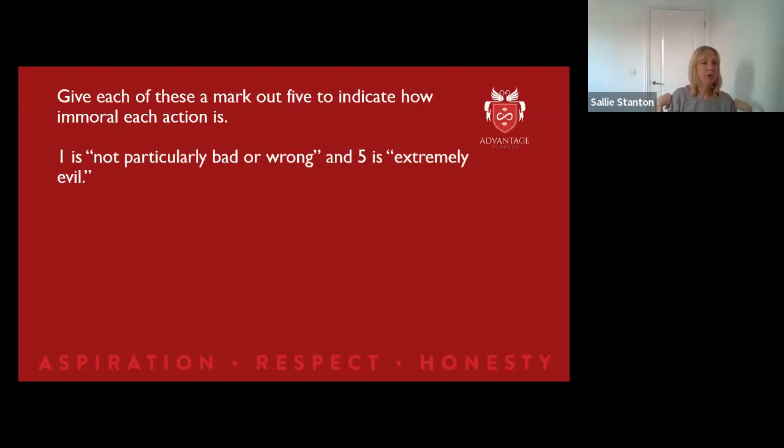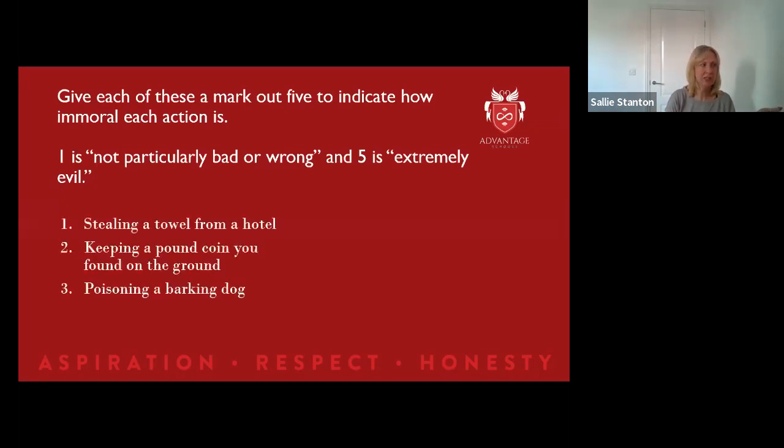So I'm going to give you some actions, and I want you to think about what you would give each action out of 5 to indicate how immoral it is. If you think, well, that's not that bad, give it a 1. If you think, God, that's evil, that's awful, give it a 5. So just in your head, think what you would give to each of these actions.